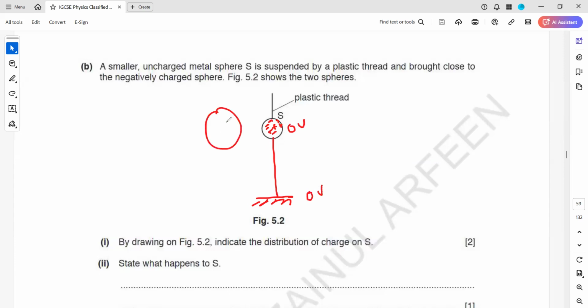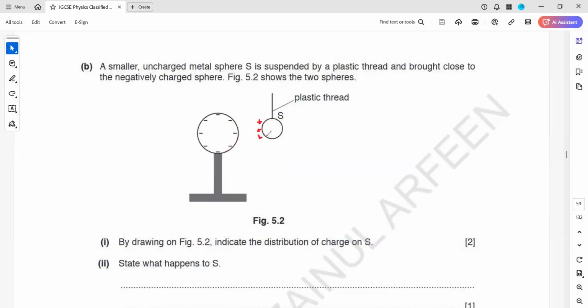But when we bring a negatively charged rod here, one side will be positive, one side will be negative. Now it will have a potential that is causing the charges to move. So when we bring a negatively charged rod, the positive charge will be on one side, negative on the other. Opposite charges are attracting each other, so it is attracted. Now we connect an earthing wire. When we connect an earthing wire, the negative charges will move out from the sphere S. So overall, there will be a net positive charge on sphere S.